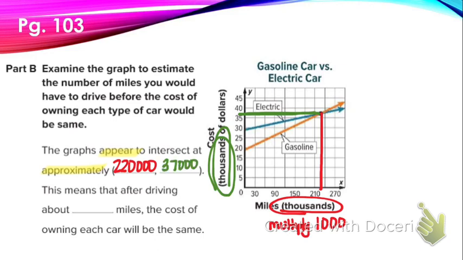Okay, so what does that mean? This means that if you're planning to drive the car and drive at least 220,000 miles on it, the cost of owning the cars will be the same. So after 220,000 miles, the cost, this is important, is going to be the same. It started off that an electric car was more expensive than a gasoline. But when you hit 220, they're the same. That's called your break-even point. All right?